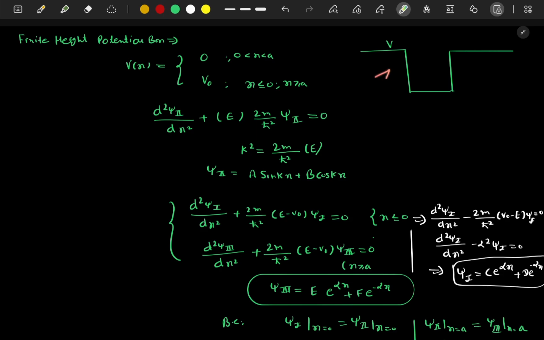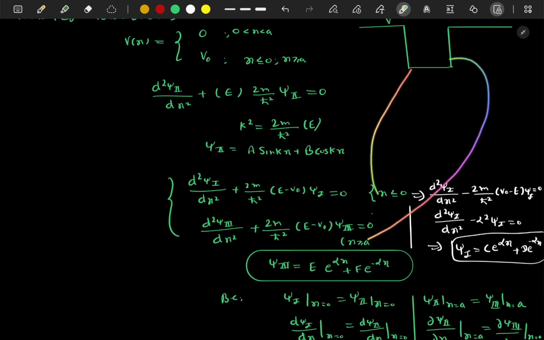Now for psi first, this is psi first and this is psi third. So d²psi first upon dx² plus 2m upon h cross square into E minus V naught. Okay, E minus V naught, because V naught is less than E. Similarly for psi third, just the boundary condition will change. Why? Because this one is for x less than or equal to 0, and this one is for x greater than or equal to a. So just apply the boundary condition and you will have d²psi first upon dx² equals minus 2m upon h cross square into V naught minus E.